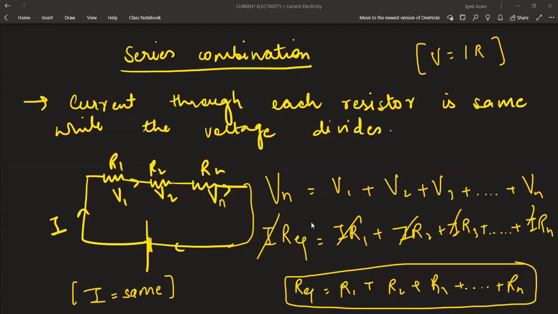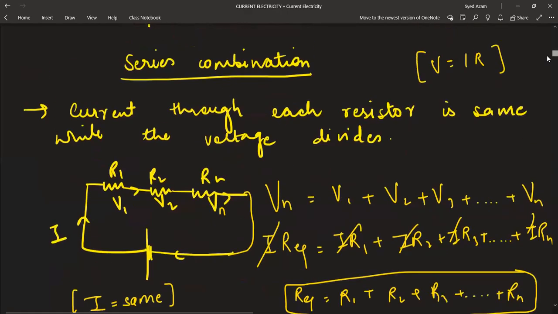So I R equivalent is equal to I R1 plus I R2 plus I R3 up till I Rn. n means the number of resistors which are connected. Your current will be cancelled. Equivalent resistance is R1 plus R2 plus R3 up till Rn. Okay, you have to remember that.